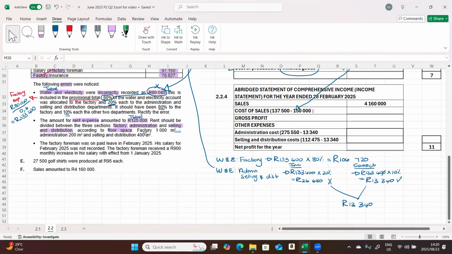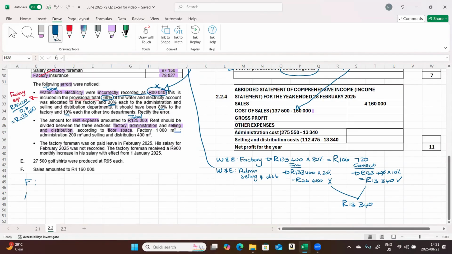Okay, so the factory is 1,000 square meters. The administration portion of the building is 200 square meters, and the selling and distribution portion of the building is 400 square meters. Okay, so what we do then with this information is we have to divide this 125,000 to factory, administration and selling and distribution. So how do we do this? We say we are going to have, okay, for our factory, we're going to have a portion.